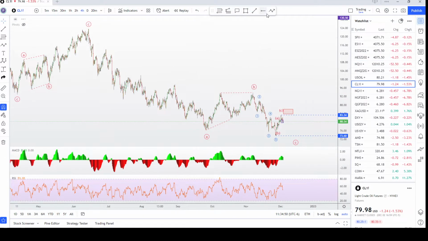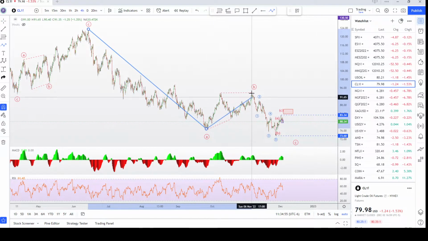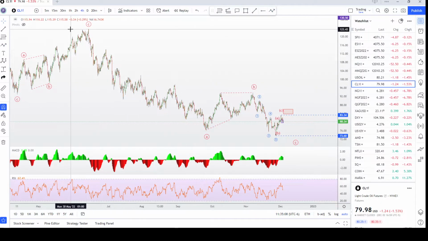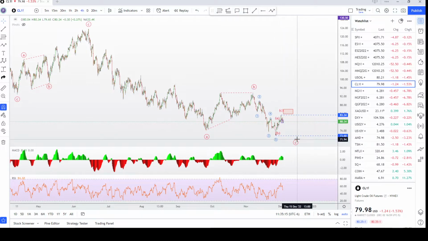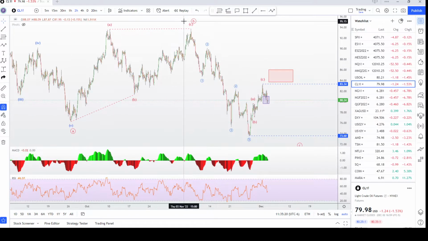So as I've been saying, we had this monster move down for A, correction B, and then we do have 5 waves down for C, but I don't think that this 5 waves is it. It could be, but this was a monster move down, and it just seems like this C wave should be a little bit bigger, but we'll find out soon. So I got 5 waves down, and then we do have this A, B, and a C move up.